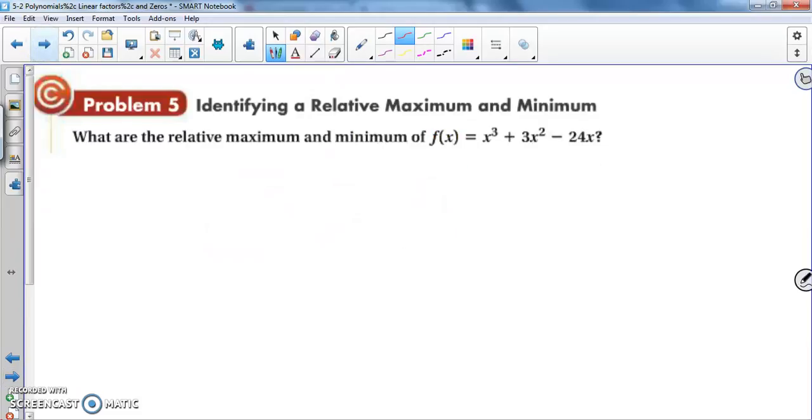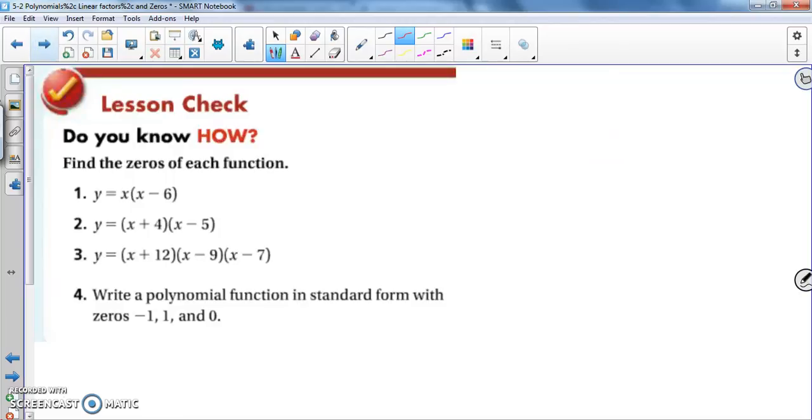We can do these by using our graphing calculators. So if you plug in the function given, we could then use the maximum or minimum function on our calculator to find the x values of where we have our relative maximum or minimum. You guys go ahead and try these on your own.